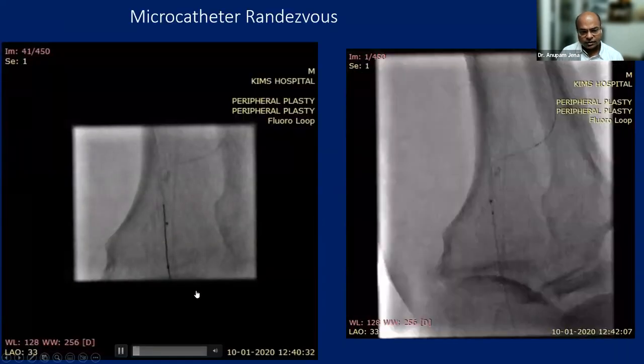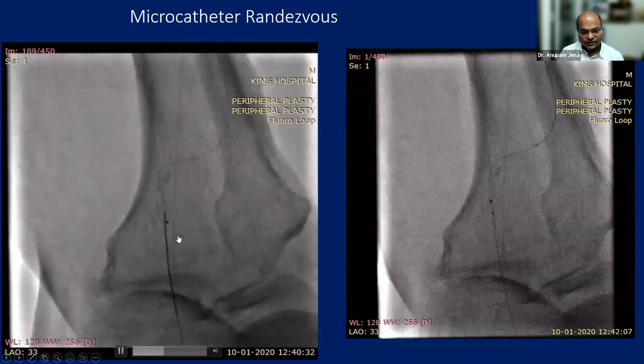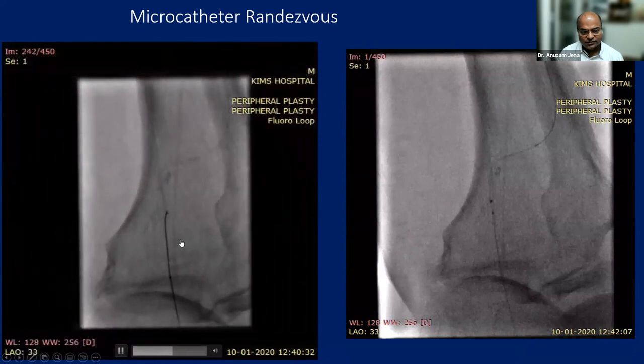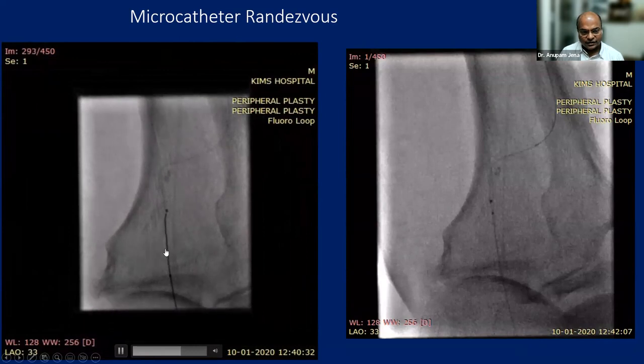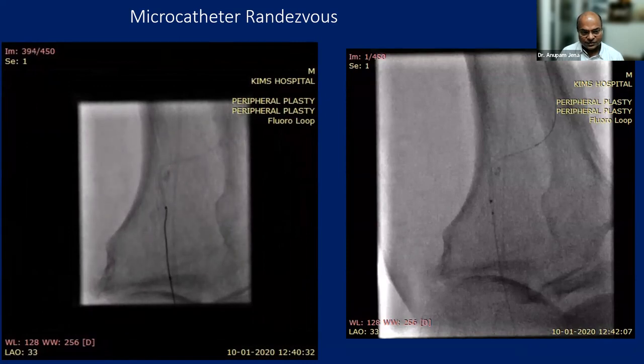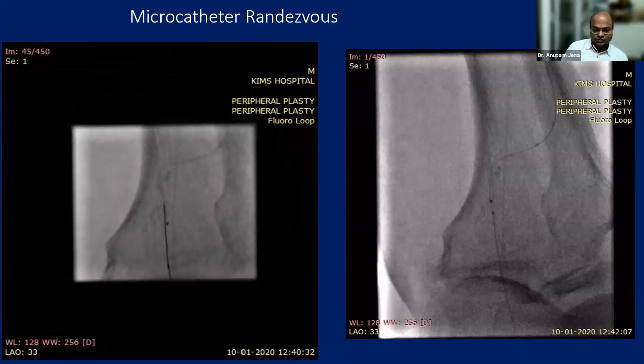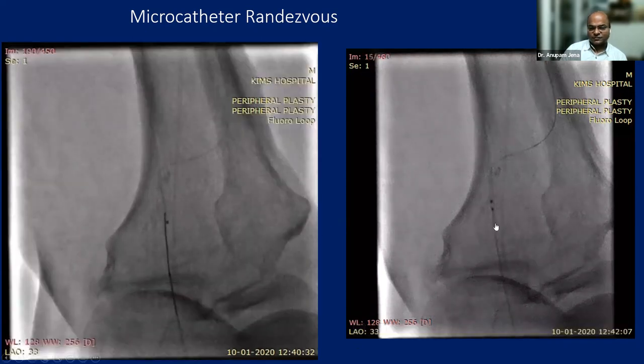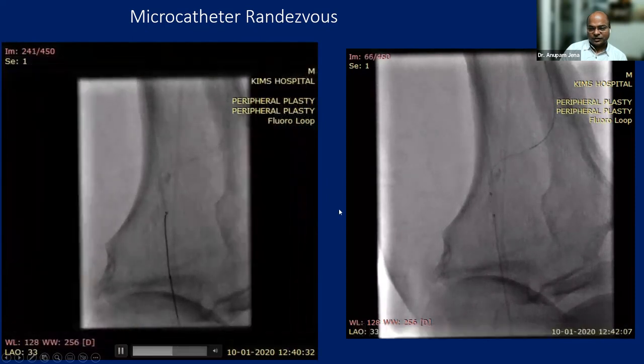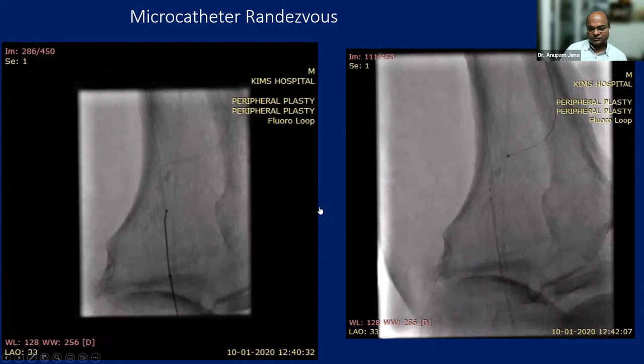So what I did is a microcatheter rendezvous. This microcatheter goes through the collateral and comes back, and then I took another microcatheter, and I was very lucky, I would say, that I could pass an antegrade wire from one microcatheter and enter into the retrograde microcatheter. This is the microcatheter rendezvous technique, sometimes used in coronaries. Here I used it for below knee interventions, and the rest of the procedure was okay. Then, of course, passing the antegrade wire into the anterior tibial artery, the rest of the procedure was fine.